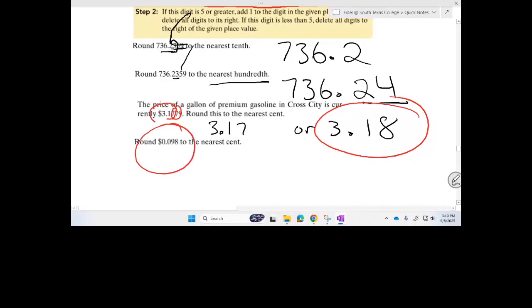Let's do the same thing here. We want to round to the nearest penny. Remember, y'all, to the nearest penny means we got to have two decimal places. So would you say that number there is closer to 9 cents or is it closer to 10 cents? What do you think? 0.098. Look at this number right here. Is it 5 or bigger? Yeah. So then we got to bump it up.